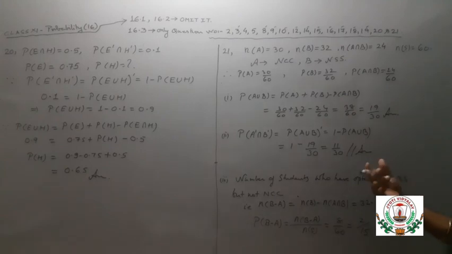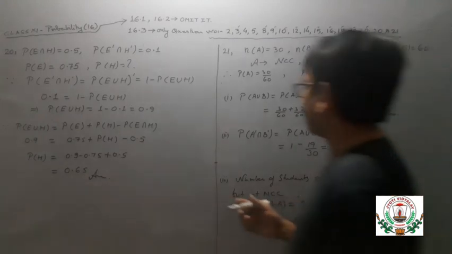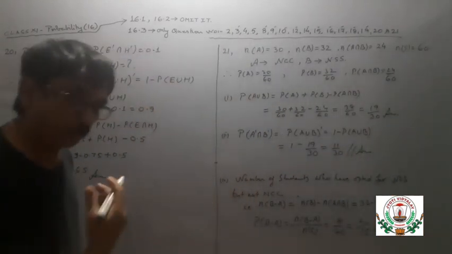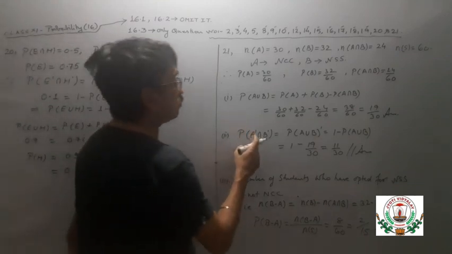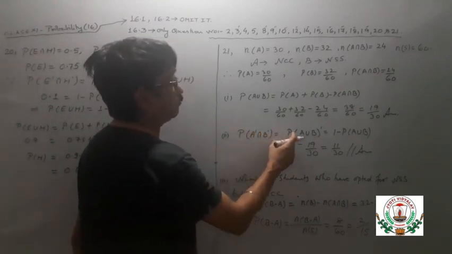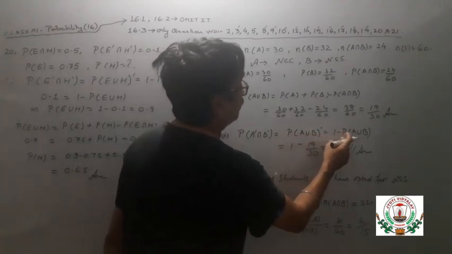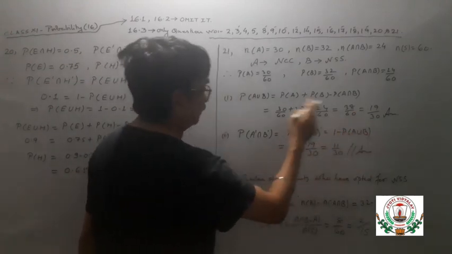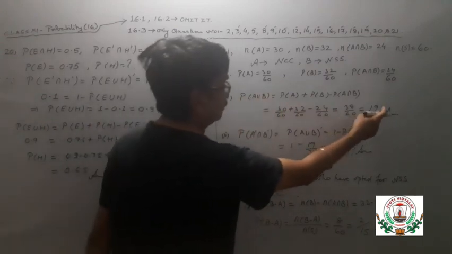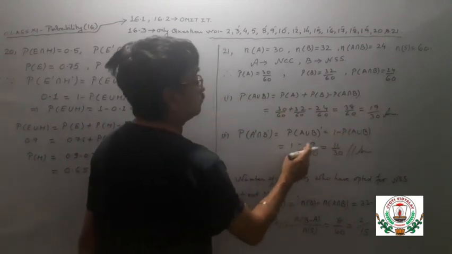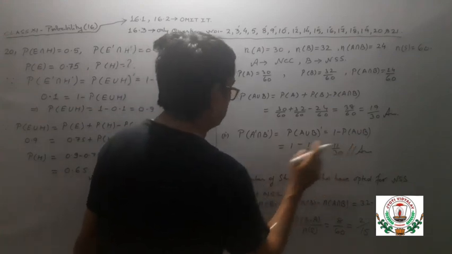Either it is NSS or NCC, and neither NSS nor NCC, that is A complement intersection B complement. By De Morgan's law, probability of A union B the whole complement is 1 minus probability of A union B. As I have calculated the probability of A union B in the first part as 19 by 30, so 1 minus 19 by 30 gives us 11 by 30.